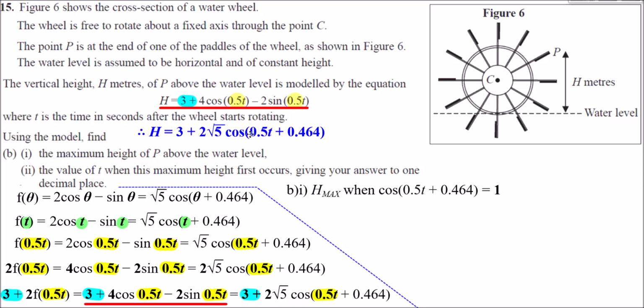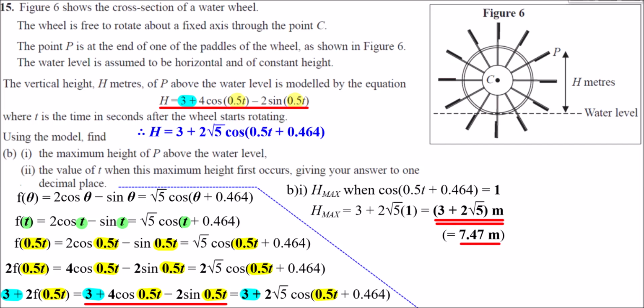So if I just substitute in 1 in place of this, then h max will just be 3 plus 2 root 5 times the maximum cos, which is a value of 1, which just gives us 3 plus 2 root 5 meters. And as a decimal, if you wanted to, you could give it as 7.47 meters.